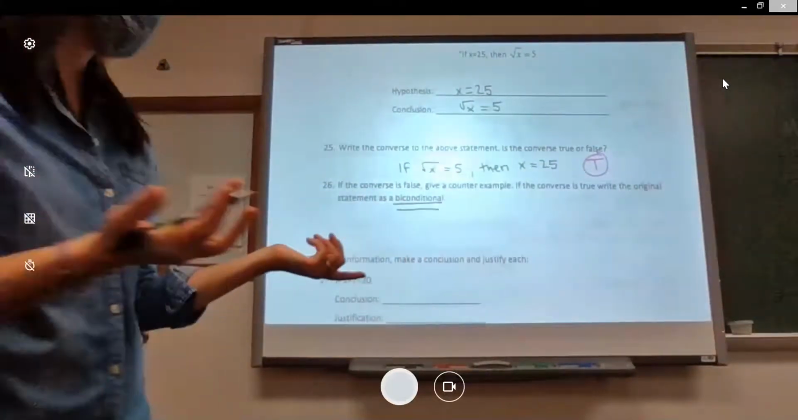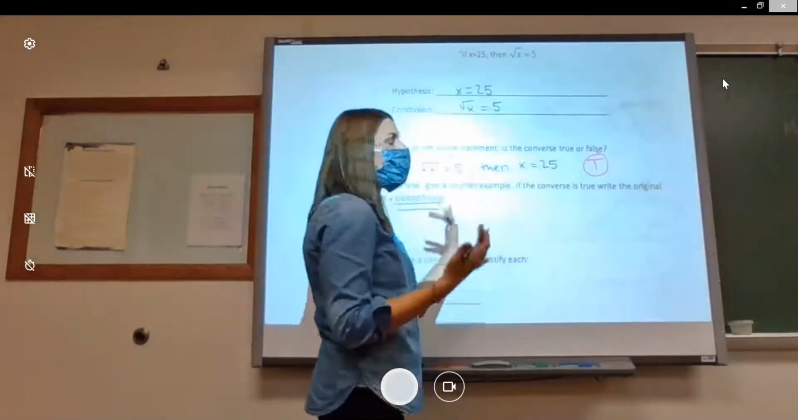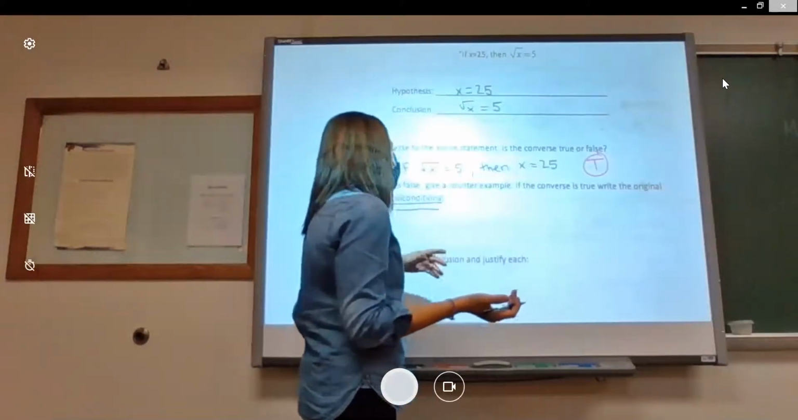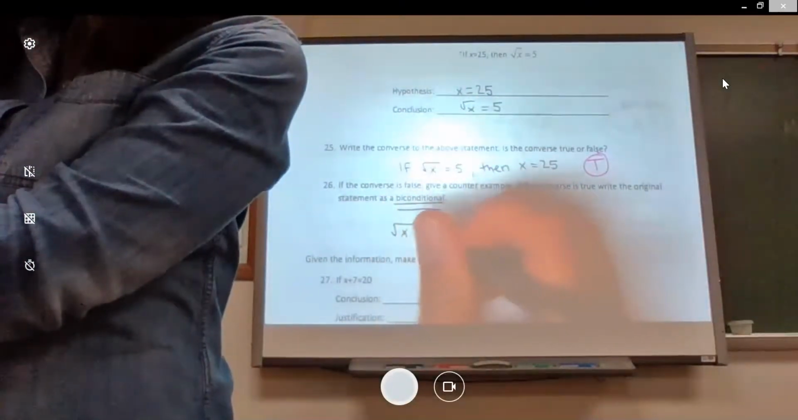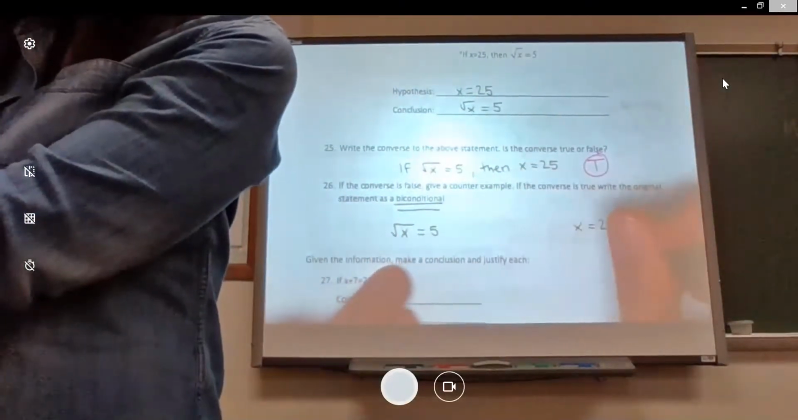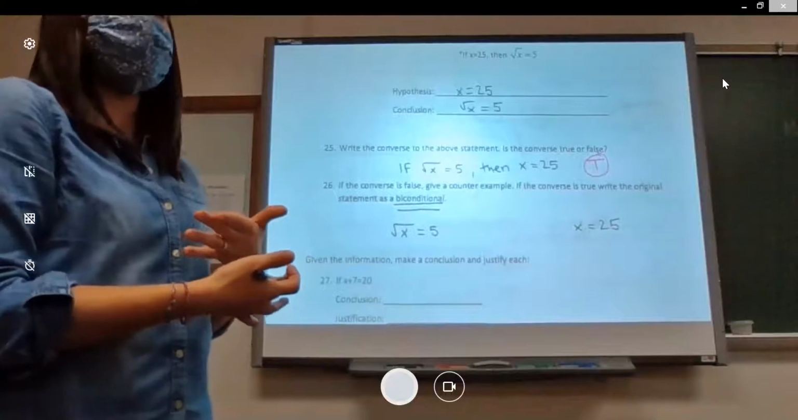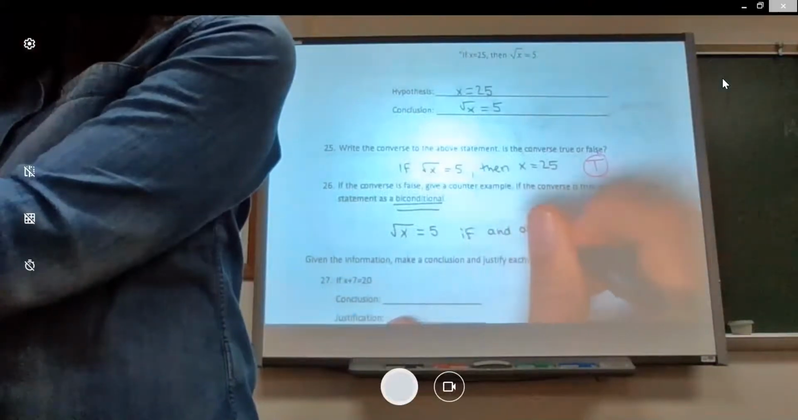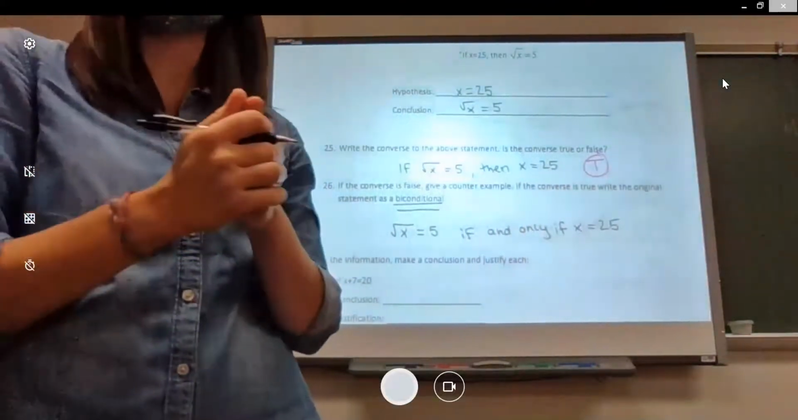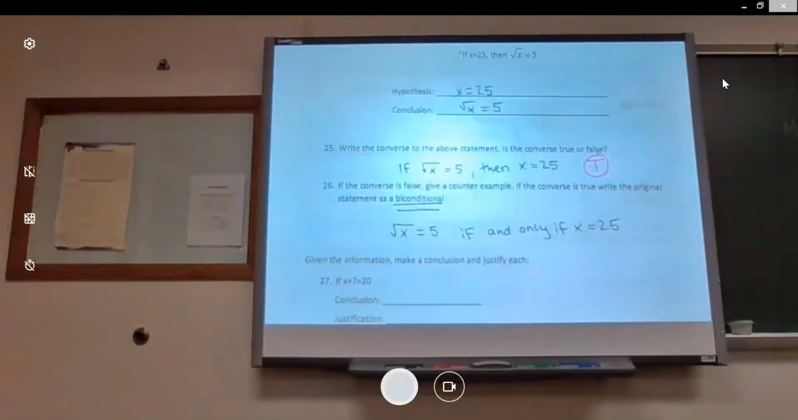It doesn't matter with a biconditional which piece goes where. I have two pieces. Here it's written one way, here the pieces are flipped. It doesn't matter which way I write it. I can take either piece and put it on either end. So I'm just going to put square root of x equals 5 here, and x equals 25 here. And I'm going to connect them with my special magical biconditional words of if and only if. Okay, the square root of x equals 5 if and only if x equals 25. Okay, good.